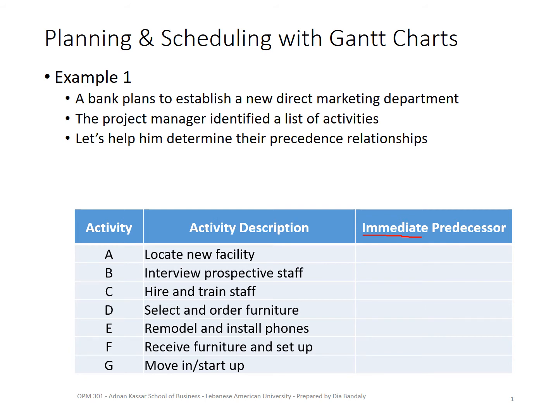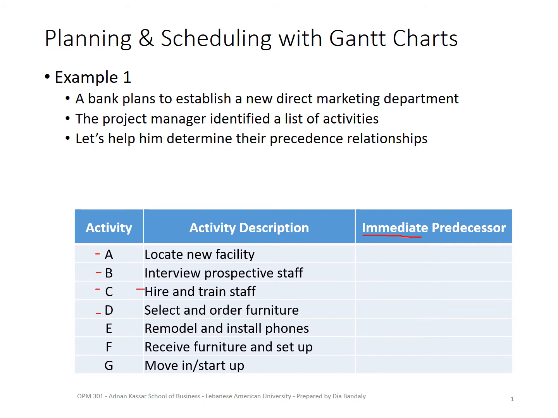So what do we have here? I'm designating the activities with letters, because when we start doing the scheduling, it will be easy for us to show these rather than the whole description. So we need to locate a new facility where we want to open this new branch or new department. And then we need to interview staff because we need people to work there. We are assuming that we are not moving people from the existing branch. No, we are hiring new people.